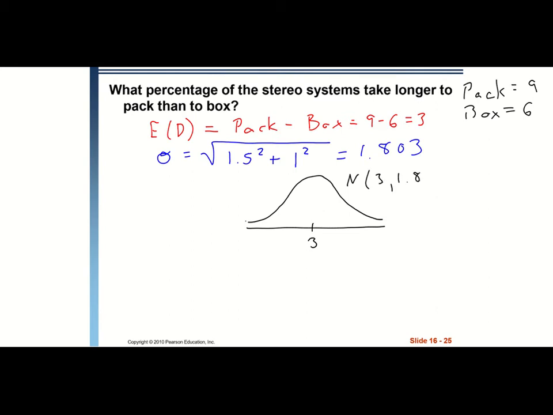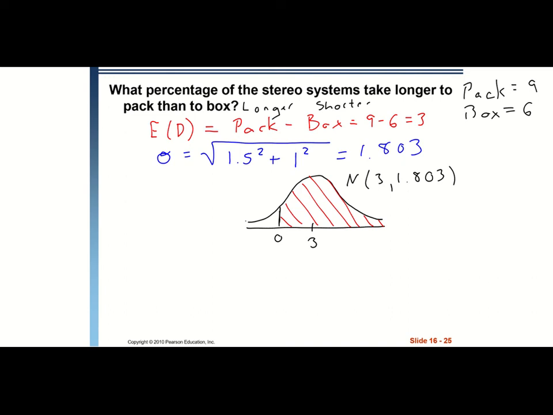And we want to find out what's the probability or the percentage of stereo systems that take longer to pack than to box. And this part is a little bit of a logic question. Okay, if packing takes longer and boxing takes shorter, then when we subtract them, longer minus shorter, this should give us a positive number. So we're looking for a cutoff of 0, and we want to shade the positive side. So anything that's in the positive area means that packing has taken longer than boxing.